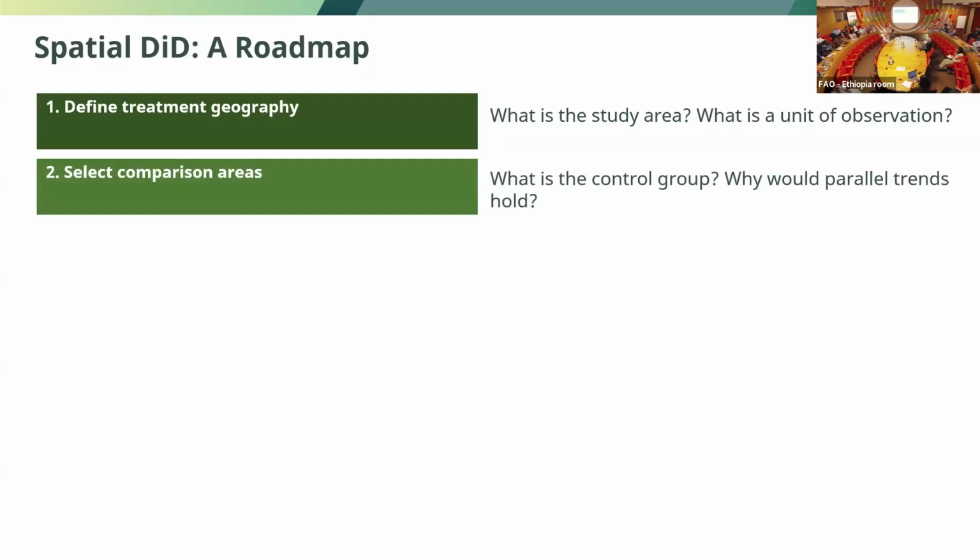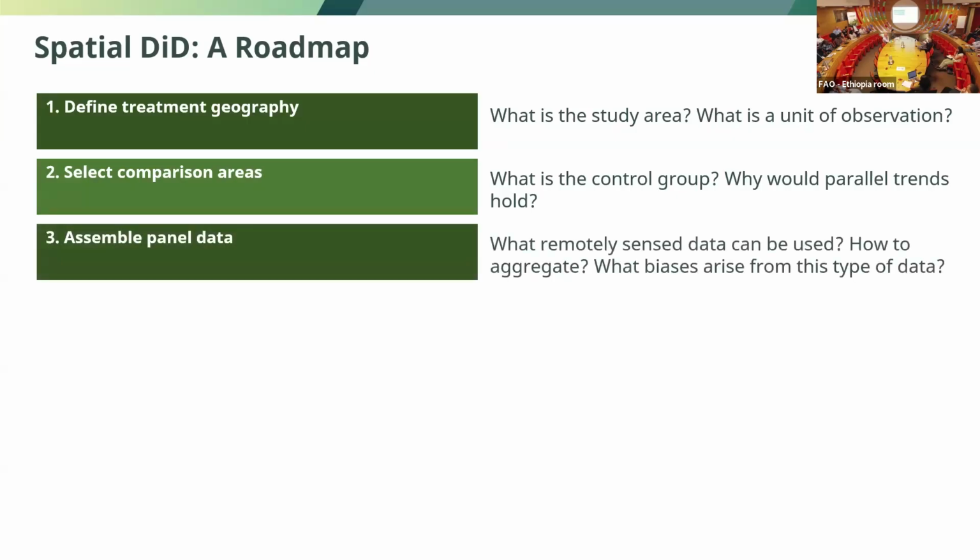Then you have to actually choose who is the control group. Generally, you know who the treatment group is, right? Because you're evaluating a program that's going to determine who the treatment group is. The question is, what is the control group that would satisfy the parallel trends assumption, right? You have to choose it very carefully to make sure that the parallel trends assumption holds.